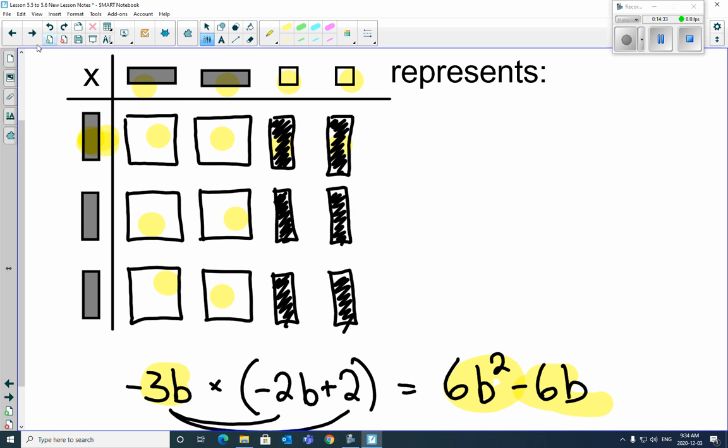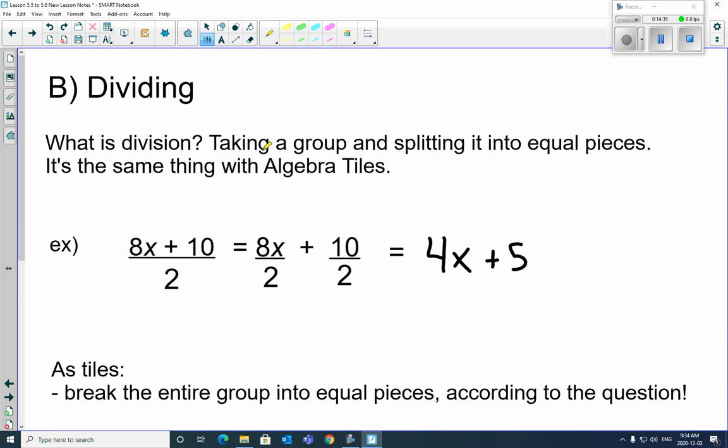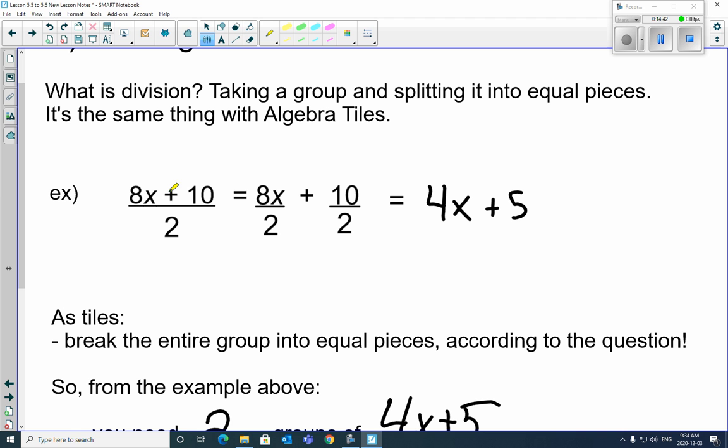Okay? Now, that's multiplying. What if it's dividing? Well, there are 2 ways of doing it. We can do it algebraically, which a lot of you will get right away. So we have 8x plus 10 on the top, and we're going to divide everything by 2. Now, you've got to remember, you're dividing this piece by 2, but you're also dividing this piece by 2. That's the rule.